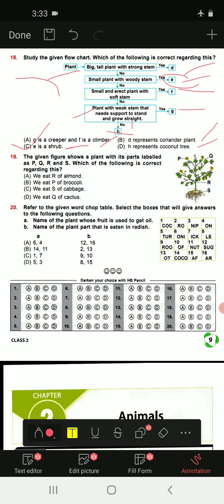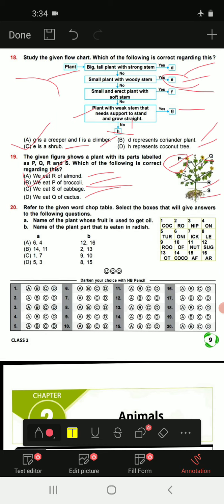Next question. The given figure shows a plant with its parts labeled as P, Q, R, and S. Which of the following is correct? Option A is we eat R of almond. Option B, we eat P of broccoli. Option C, we eat S of cabbage. And option D is we eat Q of cactus. So which option is correct? Option B, that is we eat P of broccoli. P is this part, so we eat this part as broccoli.